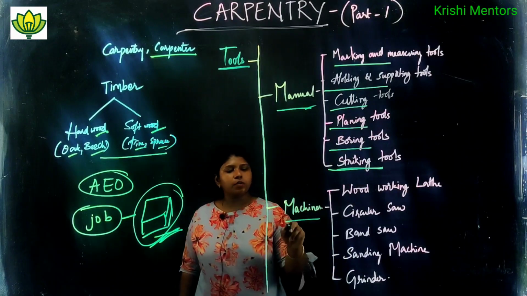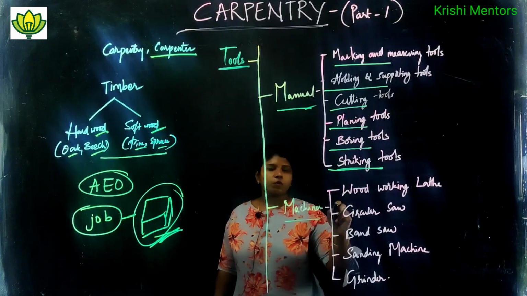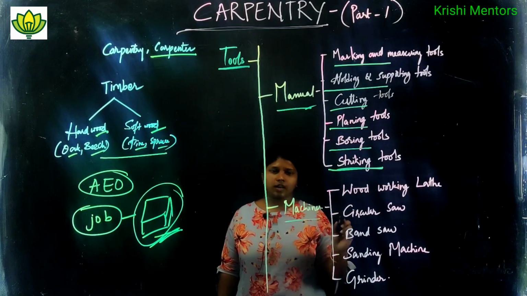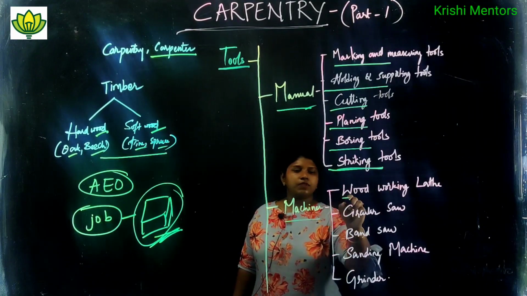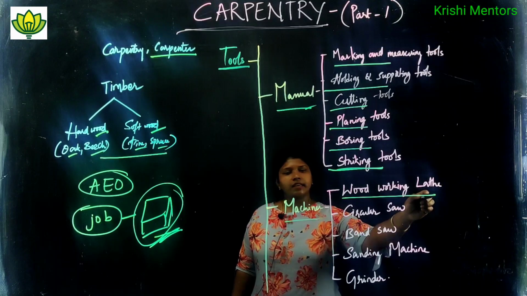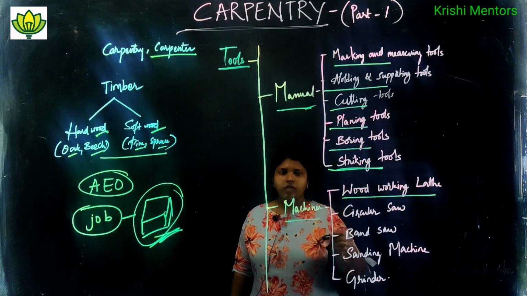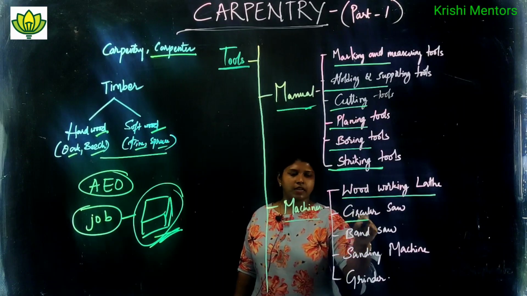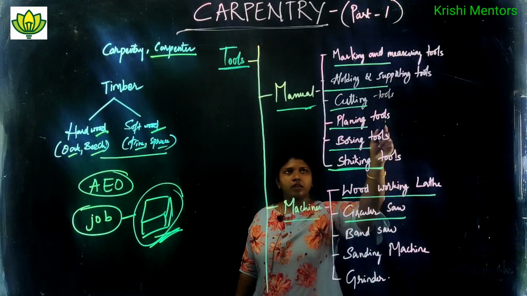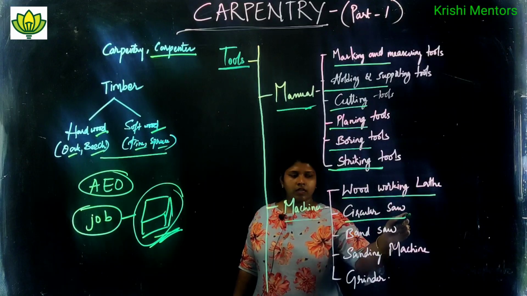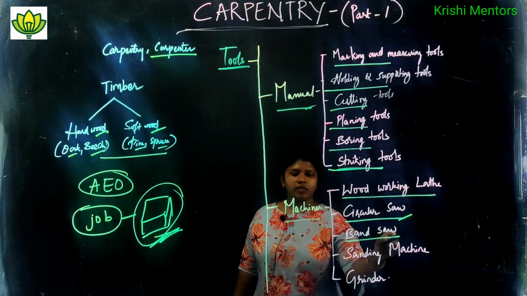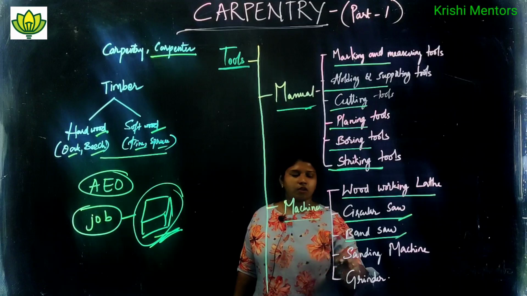And coming into machines. What are machines? What kind of machines are used in carpentry? First one is woodworking lathe. This is a circular or rotating machine which is used to shape the wood. And there is a circular saw again. It is also one kind of cutting tool. Okay. This is a saw. And band saw. This is also a type of saw.